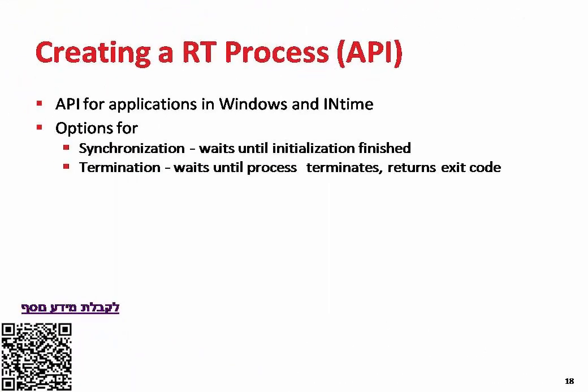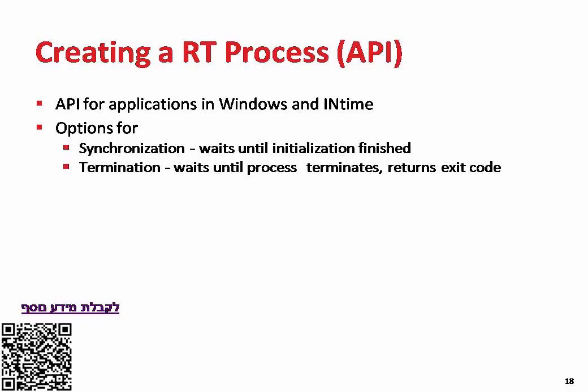A Windows application can load a real-time process using NTX create RT process and variations of it. InTime applications use create RT process or create remote RT process. The API has options to synchronize the start and wait on termination of the loaded process. Synchronized load requires the loaded RT process to cooperate by calling synchronize RT loader when it has finished initialization. A timeout specifies the maximum time for completing the initialization. Waiting on termination also has a timeout option. The exit code of the terminated process is returned.